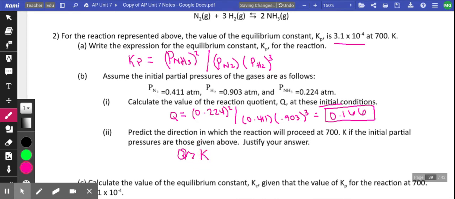Remember, if Q is larger than K, that means we have too much of my products and not enough of my reactants. I need to get my numerator to be smaller and my denominator to be larger. So my reaction will proceed in the reverse direction here.